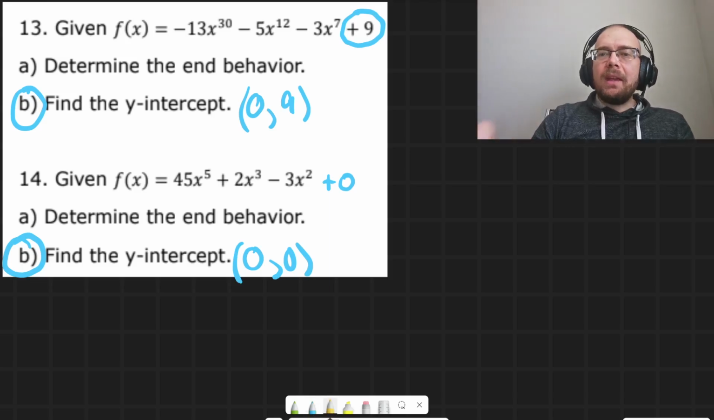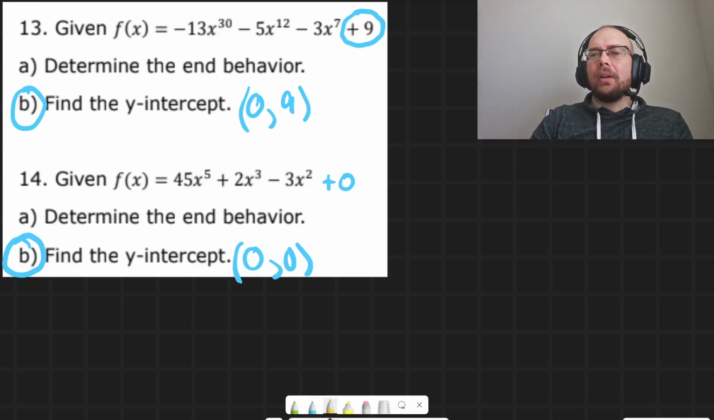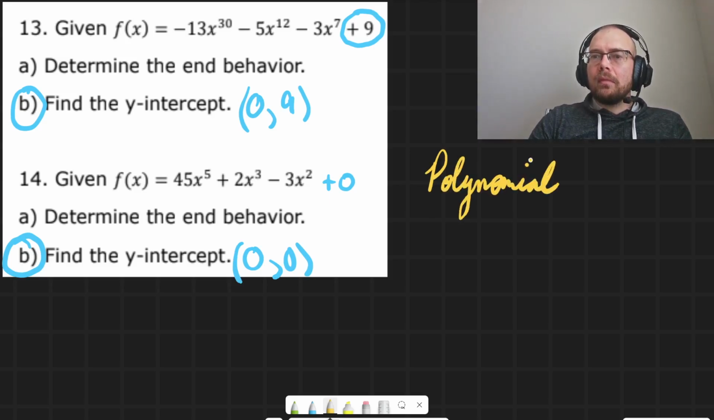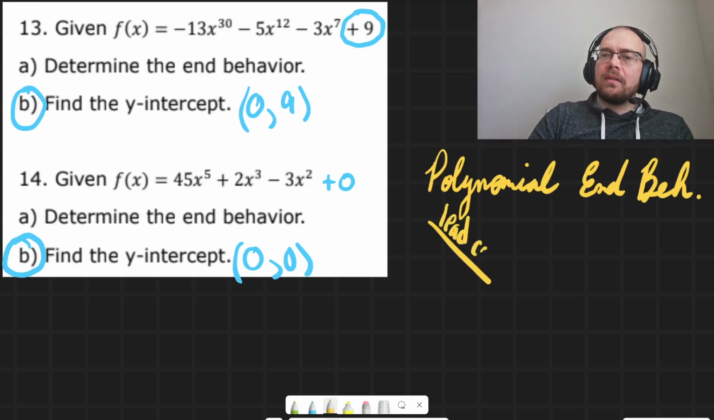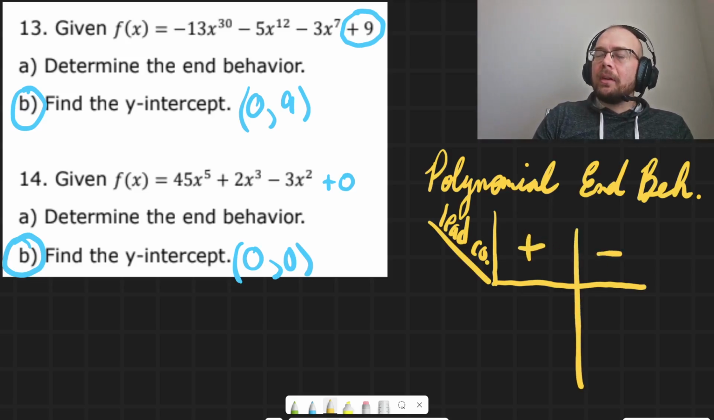So that brings us to end behaviors. There's basically 4 different end behaviors of any polynomial. So I'm going to write this over here, polynomial end behavior. I'm not going to be able to fit that in without moving it, so I'm just going to put BEH. So there's 2 different things to look for. You have the leading coefficient, and the leading coefficient is either going to be positive or it's going to be negative.